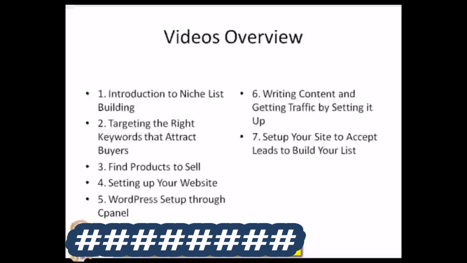Video number 7, I'm going to talk about how to set up your site to begin accepting leads to build your list. So in other words, how to set up your autoresponder. Number 8, how to monetize your list. Once you get people on your list, what do you do next? And number 9, how to generate traffic, how to get your WordPress blog ranked on search engines, but also how to get traffic to your site.